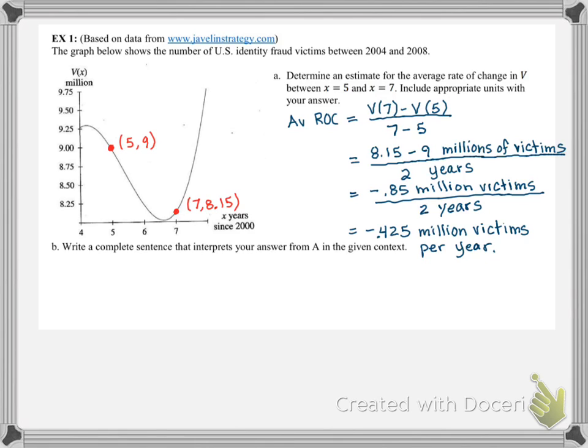Okay, what did we just figure out? Between the years of 2005 and 2007, the amount of identity theft victims went down 0.425 million. That's perfect. So remember we said that the average rate of change depends on which 2 points we choose. So that's why we're saying between 2005 and 2007 to show that those are the 2 points that we calculated this for.